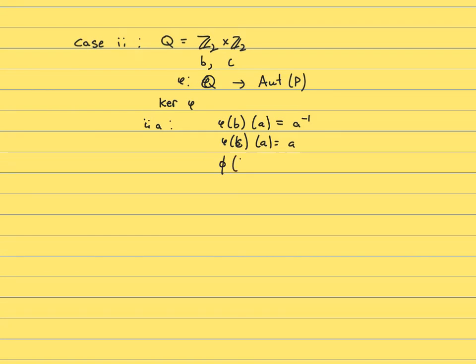A slightly different phi fixes A, while phi of C inverts A. Or finally, there's the final choice, which does inversion in both cases. These are 3 different non-trivial automorphisms. But you can check that they're all going to give the same group.